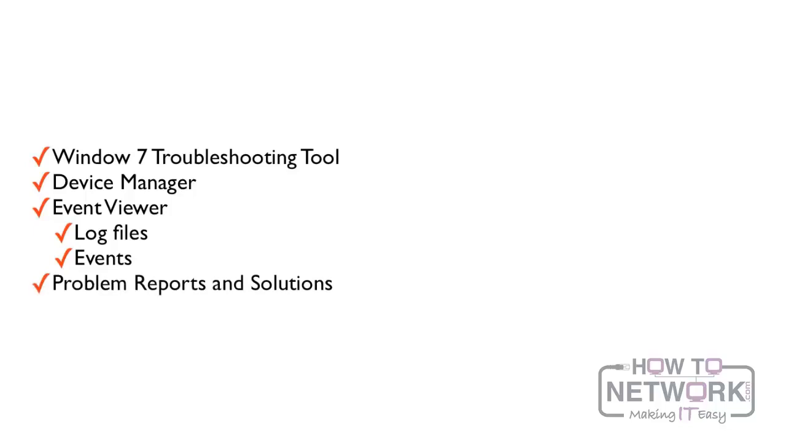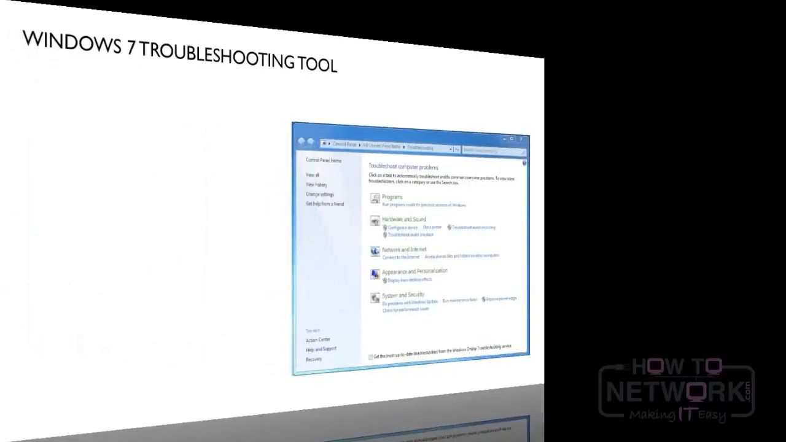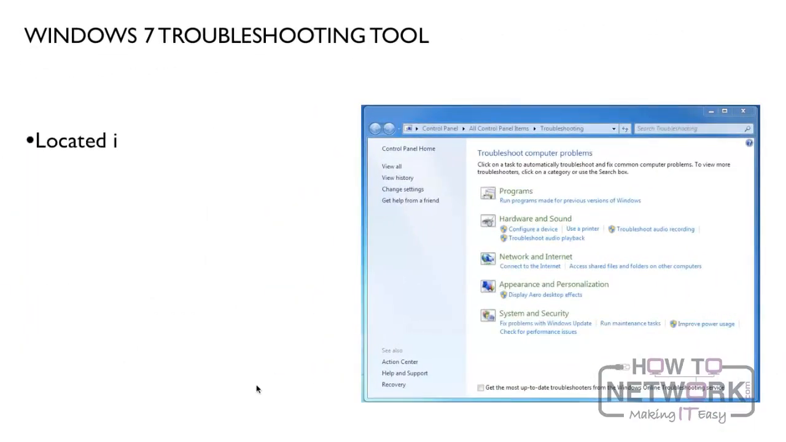Next, we'll look at what's called Problem Reports and Solutions, which was in Vista. Following that, we'll look at the Action Center, which is in both Vista and Windows 7. And then Dr. Watson, which was a very basic diagnostic utility built into Windows XP. So first, let's look at the Windows 7 troubleshooting tool.